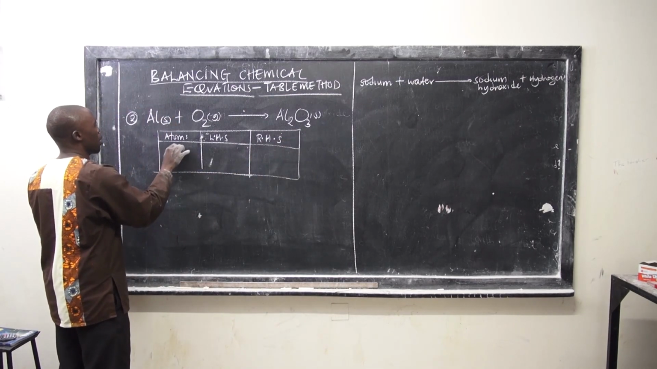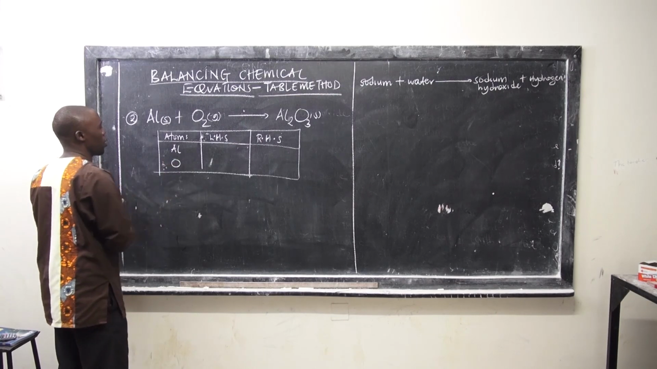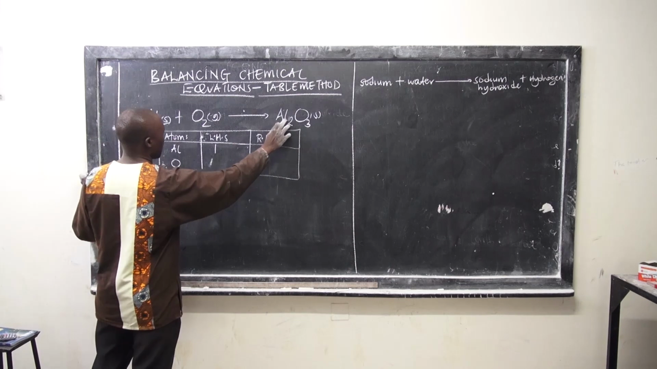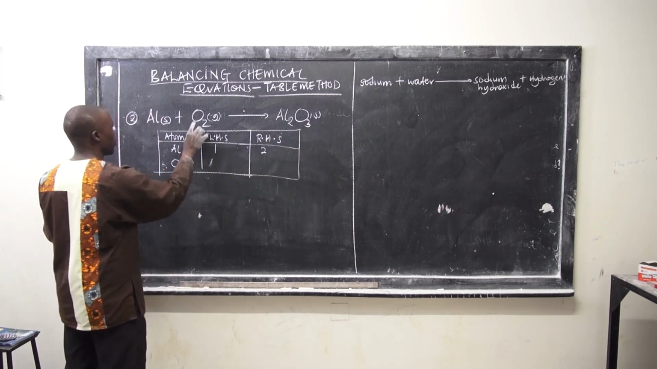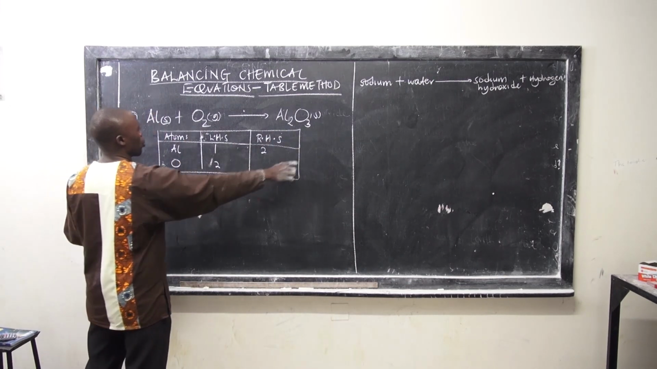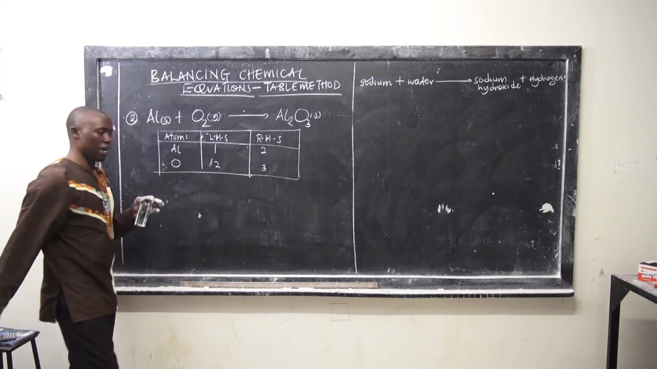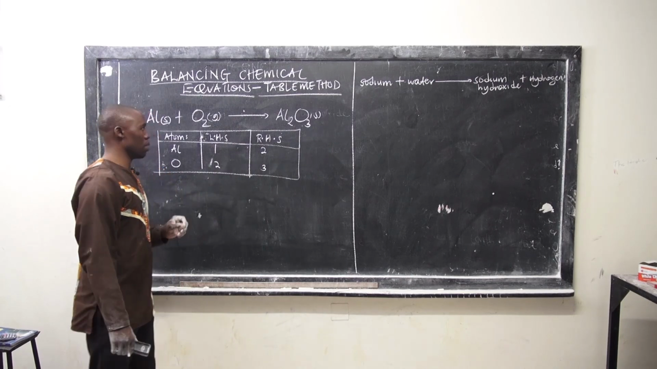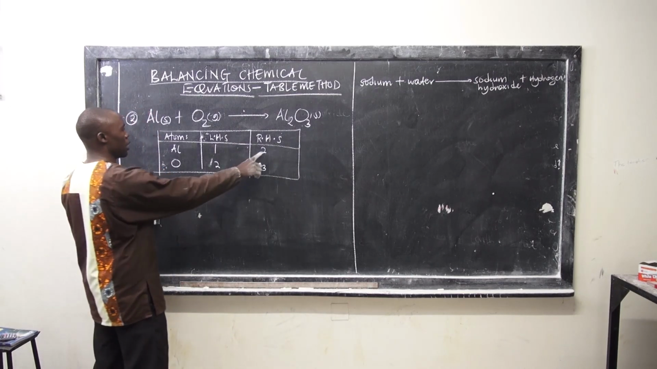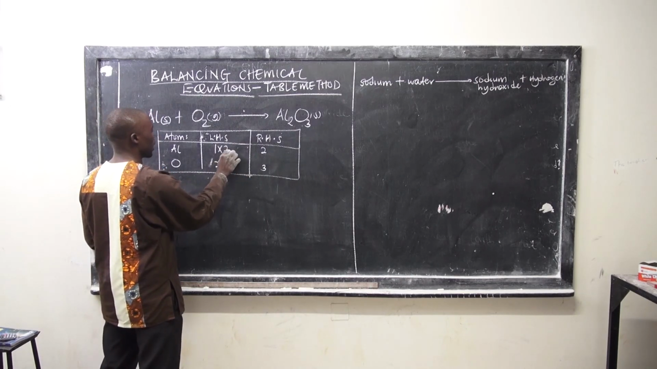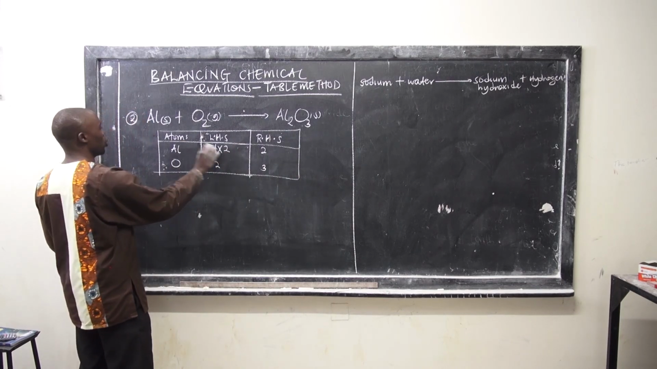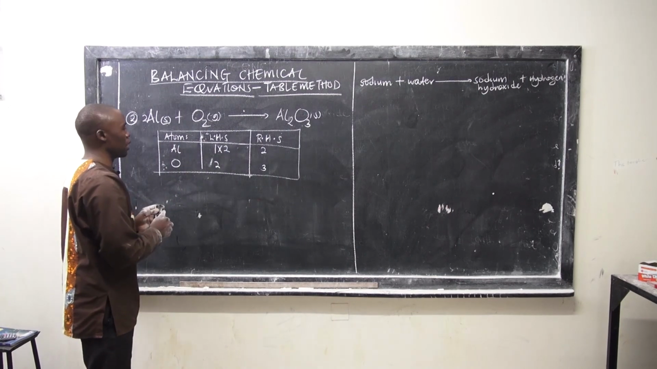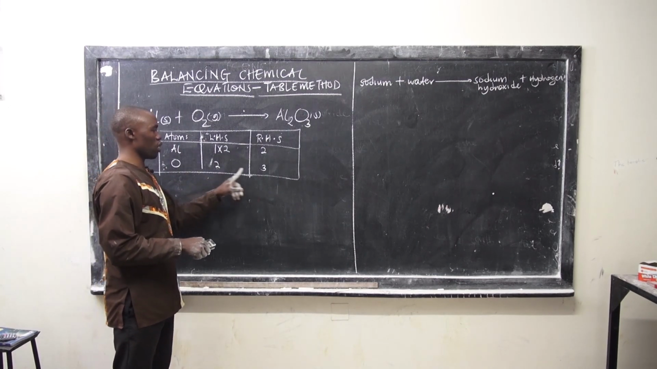So aluminium and oxygen are the atoms present. Aluminium is 1 on the left, there are 2 on the right hand side. Oxygen is 2 on the left, and 3 on the right hand side. So you see that aluminium is not balancing, neither is oxygen. Aluminium can easily be balanced by multiplying by 2, so we transfer this 2 right away up to here. So aluminium balances, but oxygen has a 2 and 3.